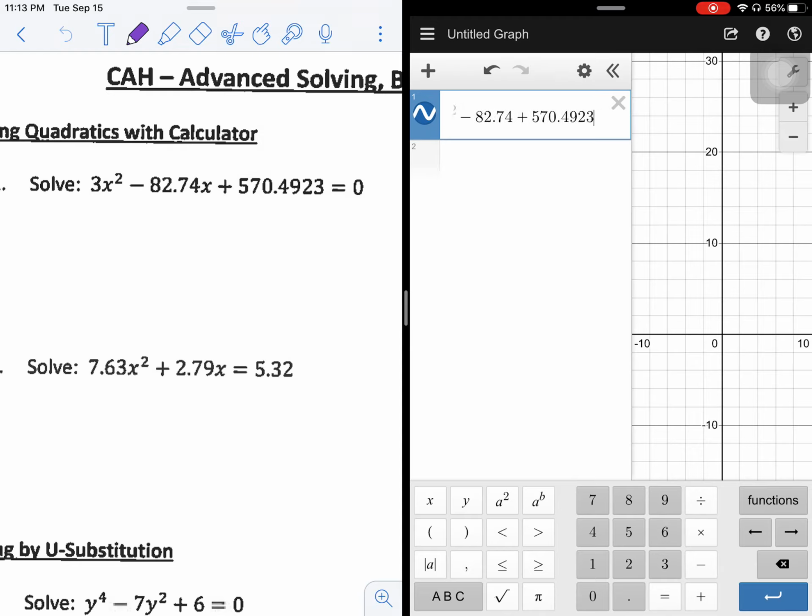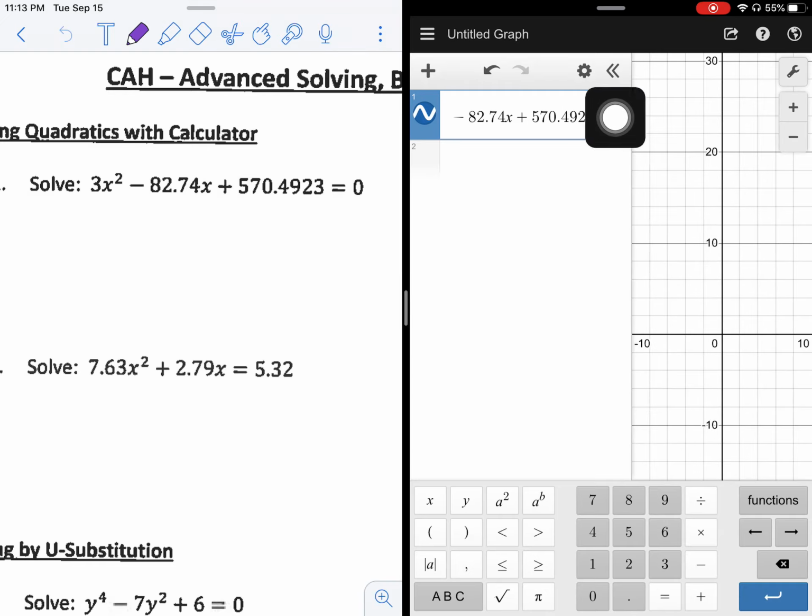570.4923. Okay. Now, I want to actually double check this equation to make sure I didn't add any extra numbers. Because of the split screen, I'm having a hard time seeing all of it. So the little arrows down here are the left and right, and so I'm going to cursor over until I can see the beginning. Okay, so 3x squared minus 82.74. Aha, see, this is why you're supposed to check things. There's an x in the original problem, and I did not put an x in here, so let me do that. There's the x. Okay, great. Plus 570.4923. All right, now I have all the right pieces there.